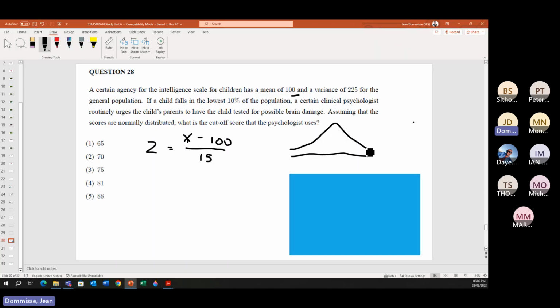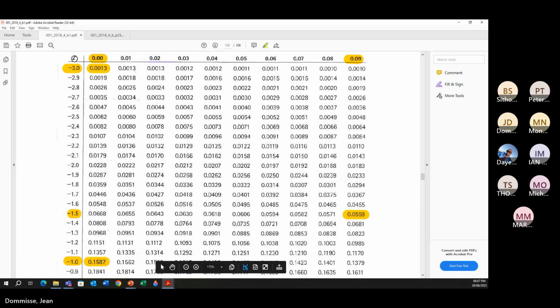Every time I draw the graph. Okay, so they tell us if a child falls within the lowest 10%. Okay, so that will be the lowest 10%. So we will need to get what that Z is. If we go to the table, we don't know the Z, we want to get to the Z. What we know is that in this, I must look for 10%.